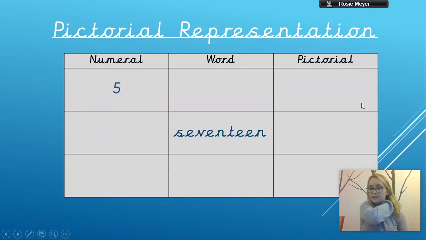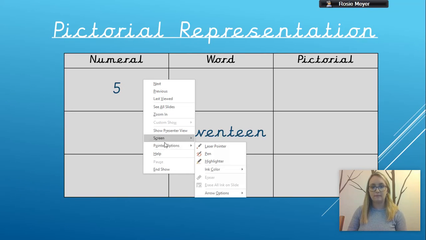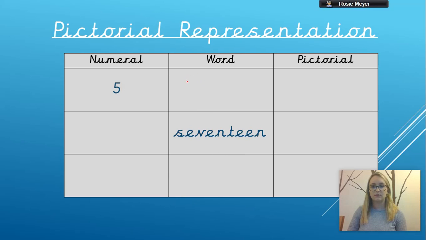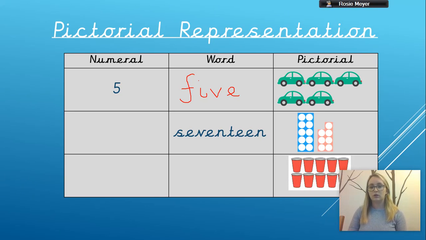So having a look at the table on the screen, we've got the numeral number 5, and then it's asking us for the word number 5. So I'll do my very best to write the word 5. Now you can use that word map that you had last week for the written words for the numbers. And then if we were looking at the pictorial representation of 5, here is 5 green cars.